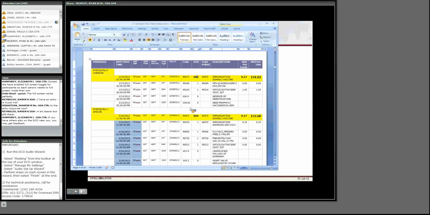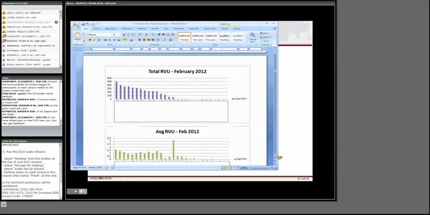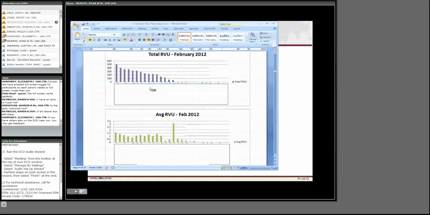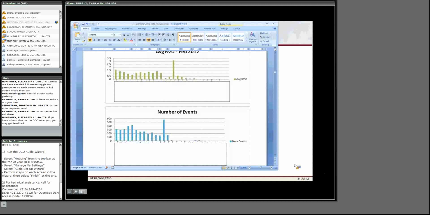Okay, so these are just graphical representations. Again, I erased the provider names out of here, but these stack on top of each other. So here you have the total RVU, your average RVU. Now you can see here that this particular provider had a really high average but a really low total, and that's because when we count the number of events that generated these RVUs, they only had like 4 or 5 events that actually generated RVUs, so their average is really high. So again, you can't go with just one piece of data. We were analyzing all 3 to complete the picture.